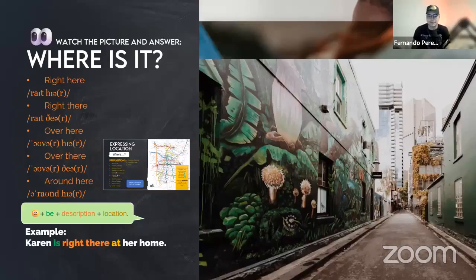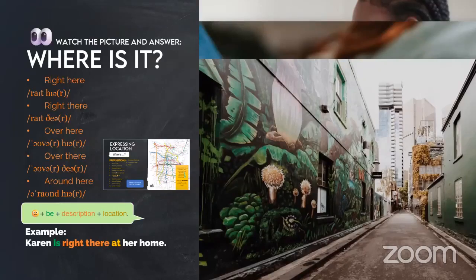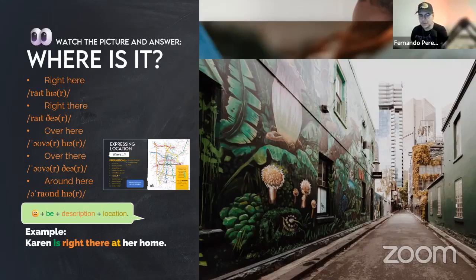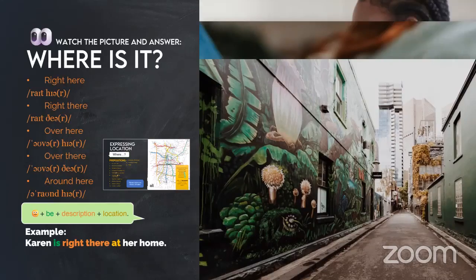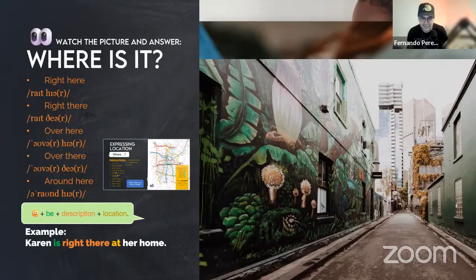Where is the school? The school is here, or is over here? Over here, but do you see a school, Laurita? The school is the wall with pictures. That's exactly the wall with pictures. We don't know what is.